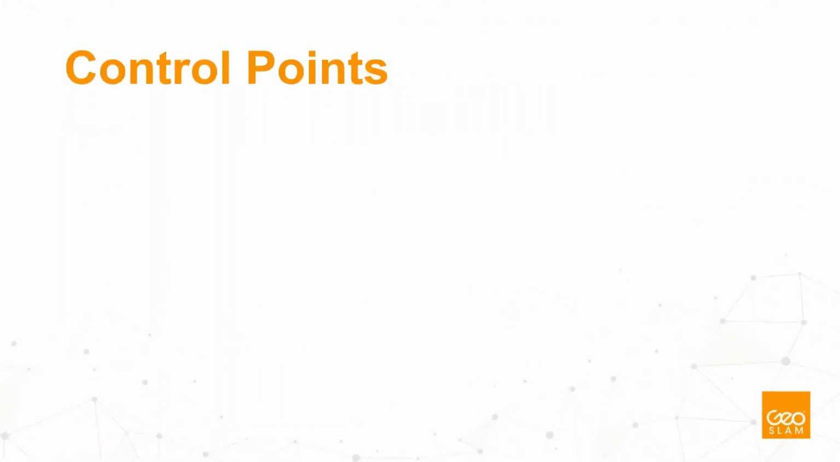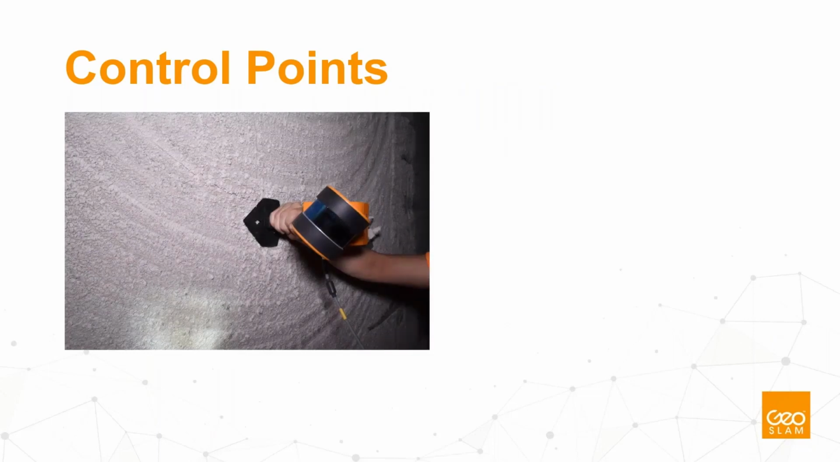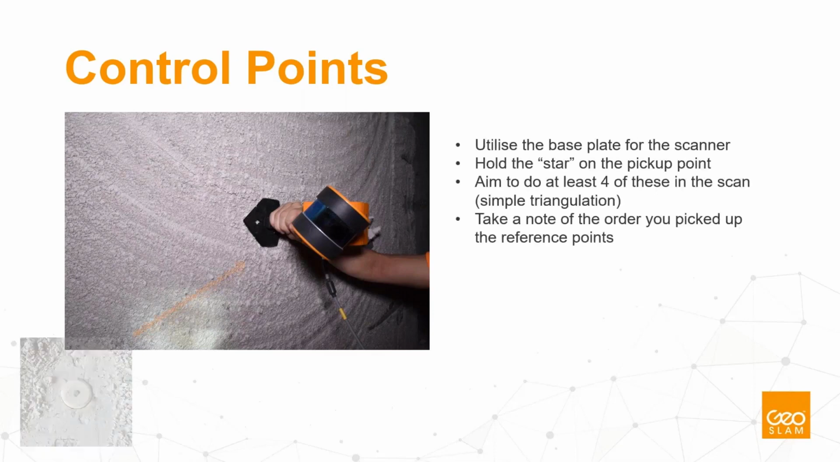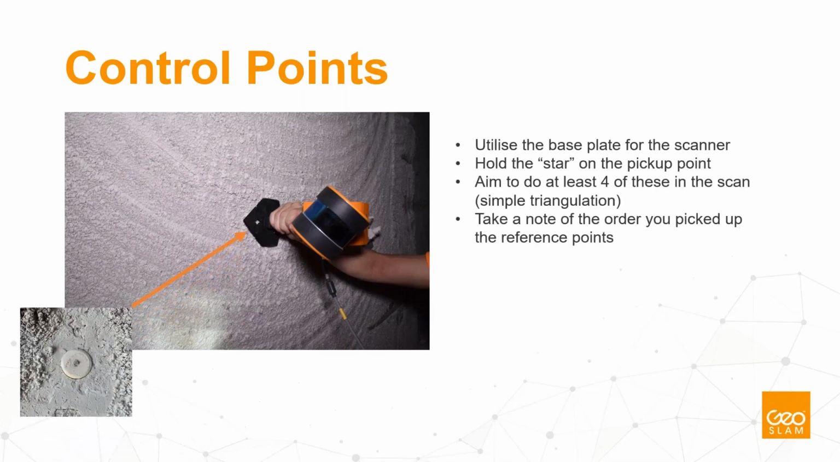To show you how simple it is to collect these control points, using the base plate that's installed to the handle of the scanner, you just simply put it on the control point. So in this area, we just have simple survey pins, and we just match up that little star you see there that has the fixed offset from that reference point to the center of the scanner. That's all calculated for you. So we hold that on top of the control point for up to 5 to 10 seconds. That will drop a little marker on the trajectory saying the scanner has been still here for 5 seconds, so I will drop a reference point here.